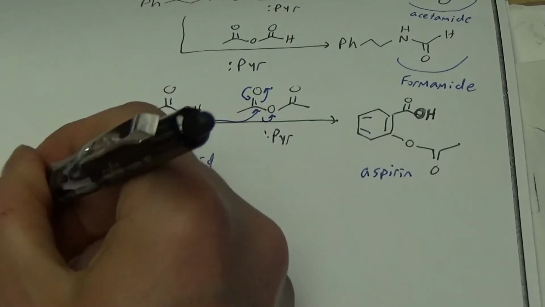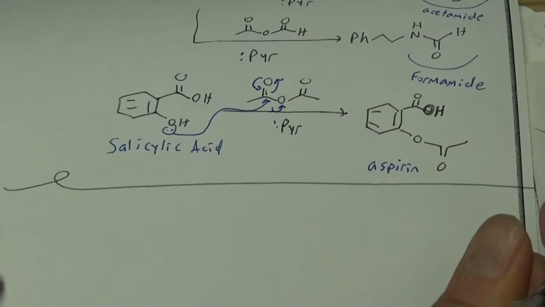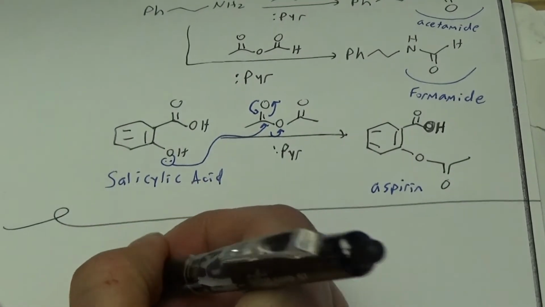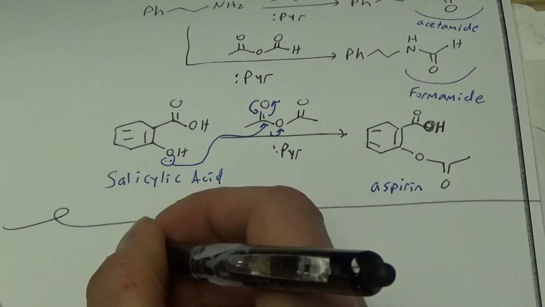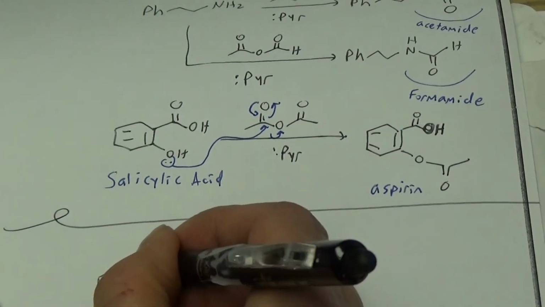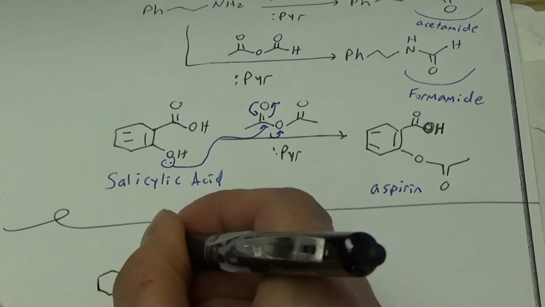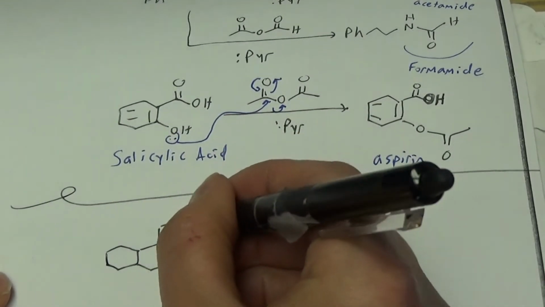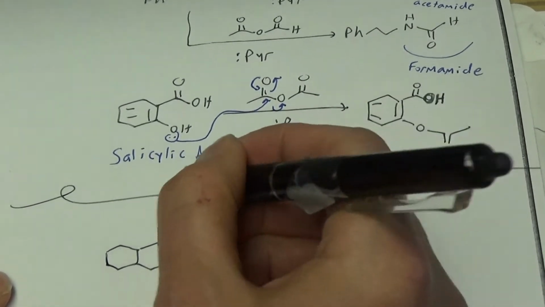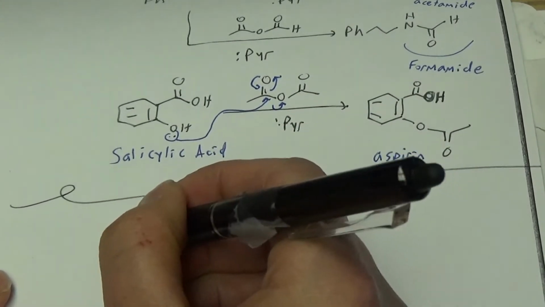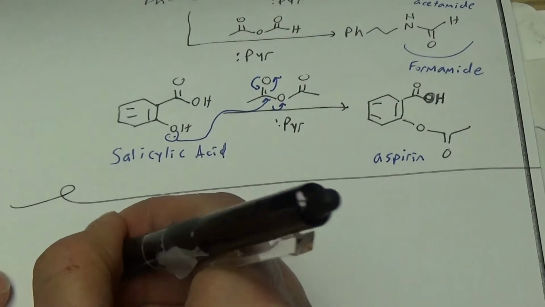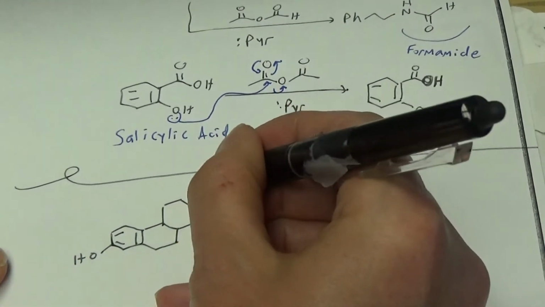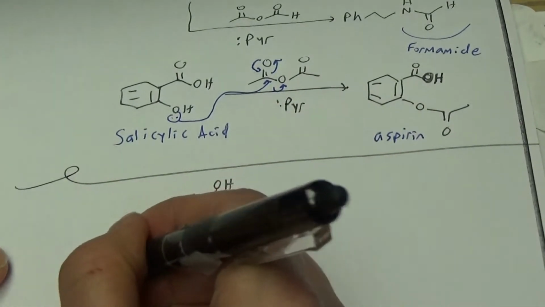I'm going to show just one more random example of using anhydrides to make esters in a more complicated molecule. This is a steroid. Steroids have this sort of 6-member ring, 6-member ring, 5-member ring type of structure. Methyl, benzene, OH. And we have a hydroxy group up here. This molecule is called estradiol.